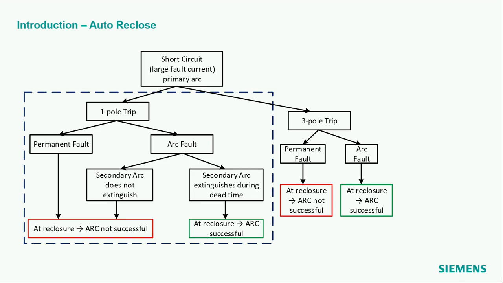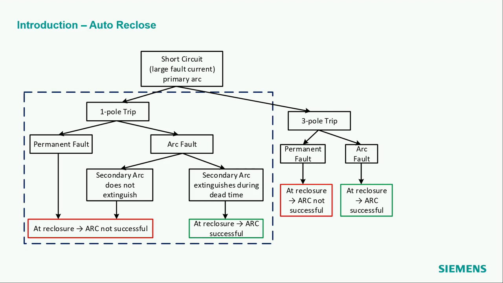Then two things can happen after the trip, either 1-pole trip or 3-pole trip, it doesn't matter. It is either a permanent fault or an arc fault. If we're on the 3-pole tripping side, then the secondary arc detection does not apply. It only applies to single-pole tripping. But remember, approximately 80% of the faults on an overhead line are single-phase faults. So the single-pole auto reclosure is a very effective means to get good system availability.